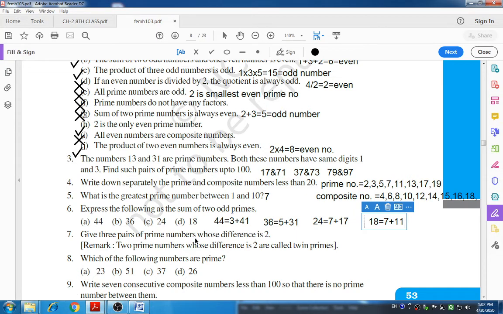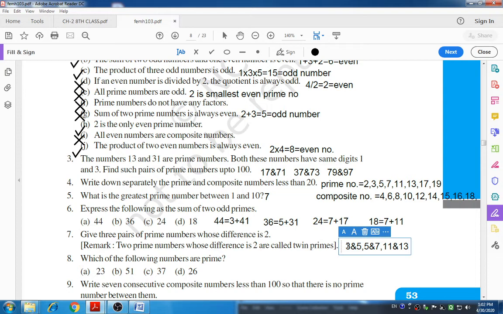Give 3 pairs of prime numbers whose difference is 2. Look at here, remark which is very important for the next standard. 2 prime numbers whose difference is 2 are called twin prime numbers. So many prime numbers are there, but the difference having 2 is 3 and 5, then 5 and 7, then 11 and 13. All these are prime numbers and having difference 2.